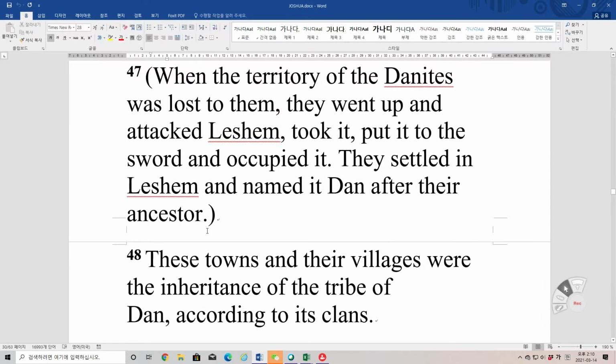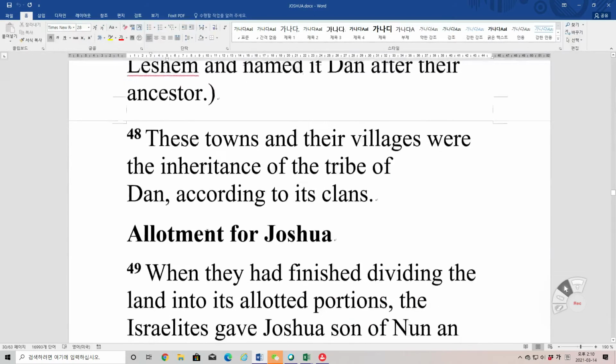The territory of the Danites was lost to them. They went up and attacked Leshem, took it, put it to the sword, and occupied it. They settled in Leshem and named it Dan after their ancestor. These towns and their villages were the inheritance of the tribe of Dan according to its clans.